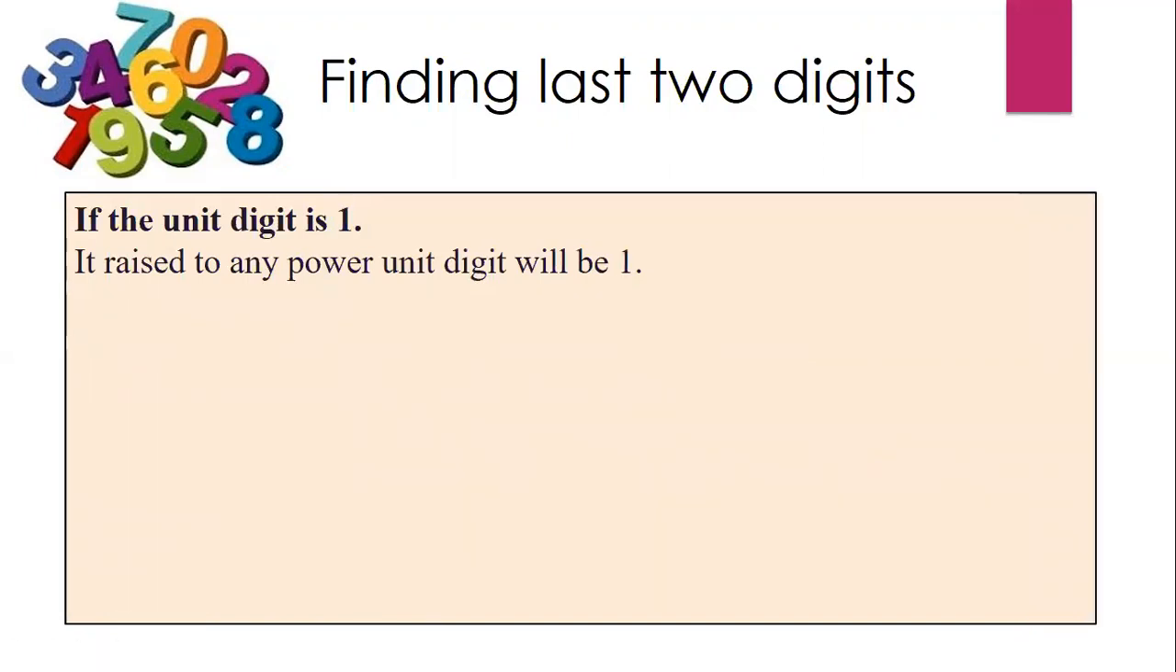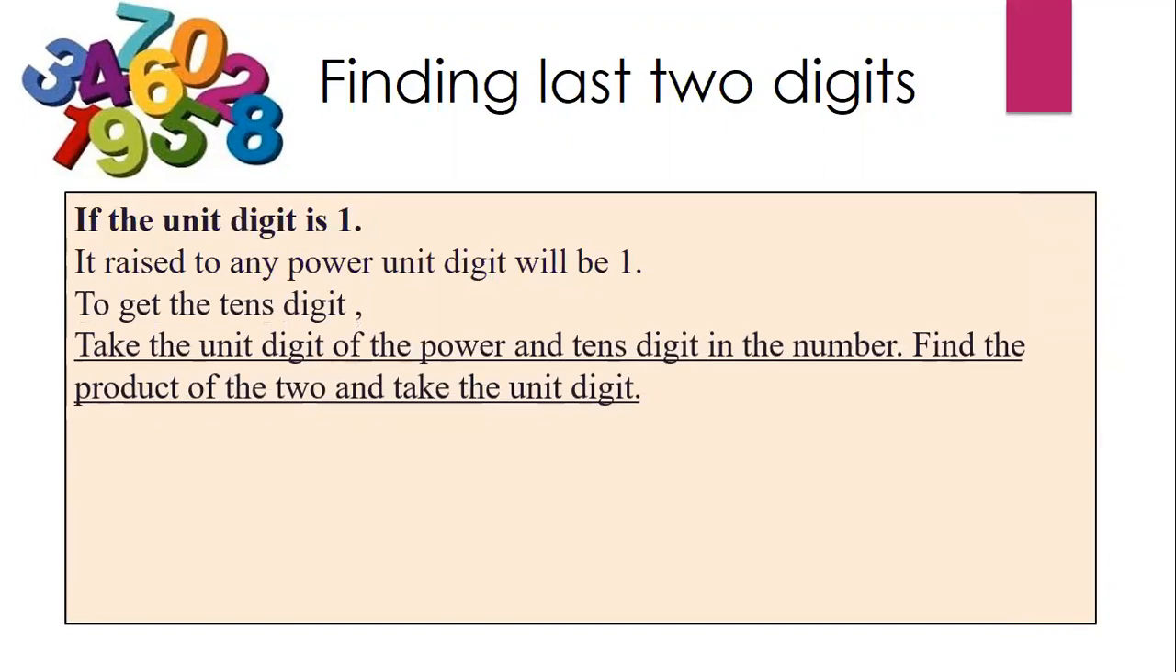Next case, if the unit digit is 1, raised to any power, the unit digit will definitely be 1. To get the tens digit, please listen carefully. Take the unit digit of the power and the tens digit of that particular number and find the product of the two. And finally take the unit digit.